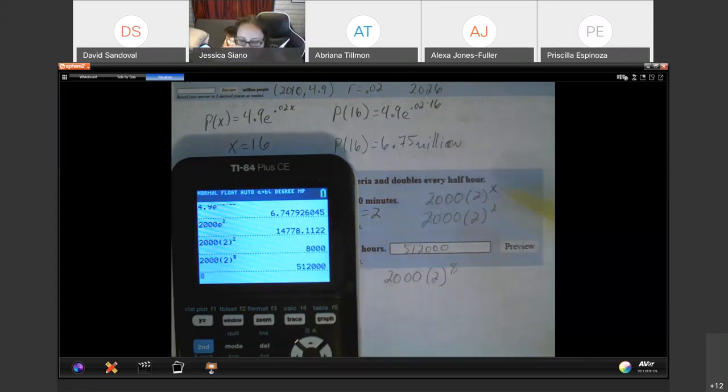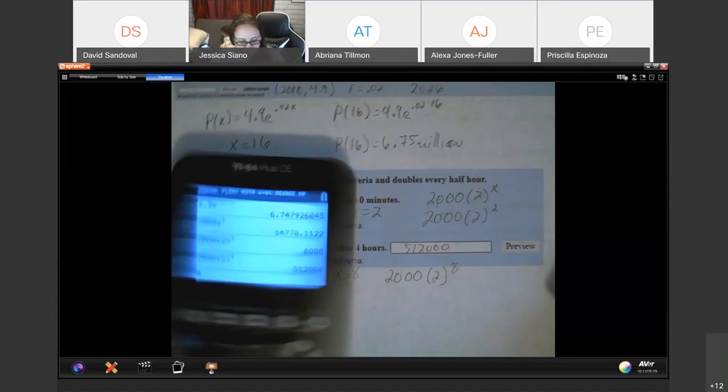Now, a note that this is 2 because it's doubling. If they would have said tripling, this would have been a 3. If they would have said quadrupling, this would have been a 4. Okay? If they would have said that the population gets cut in half every half an hour, I would have made this a 1/2. Okay?